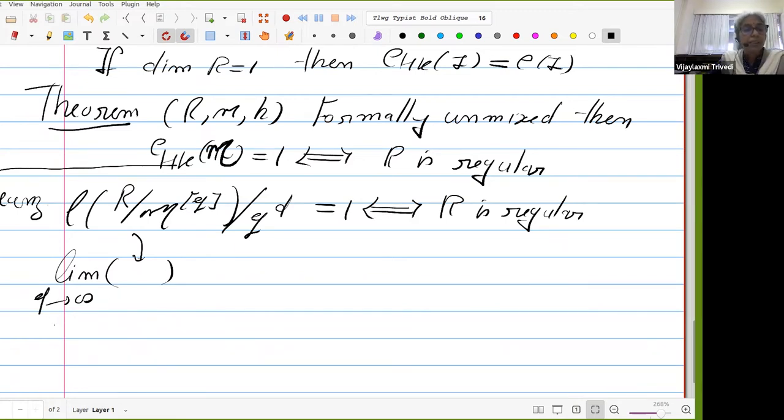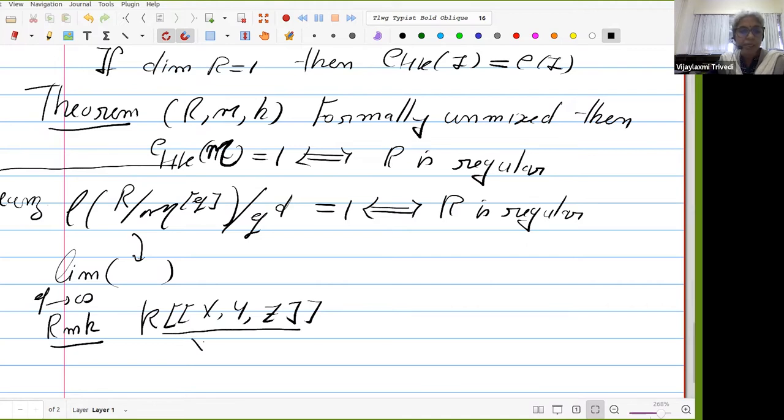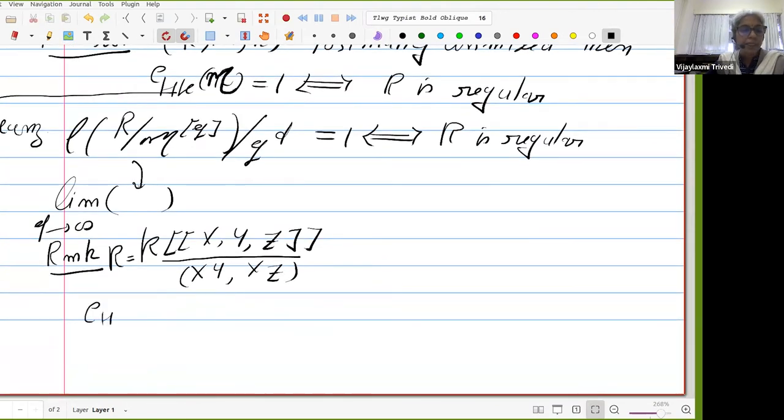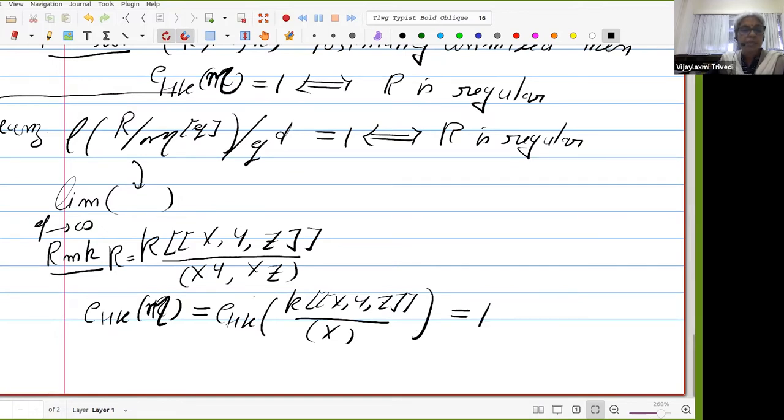Another thing: you may wonder why we have the formally unmixed condition. It's important because lower dimensional components don't contribute anything to the multiplicity. Let me give an example. Suppose I take a power series ring in 3 variables and I look at the ideal (xy, xz), and suppose this is R. Then e_HK of R at the maximal ideal is the same as e_HK of the ring K[[x]], which is what the associativity formula has proved, which of course we know is 1, but certainly your ring R is not regular.